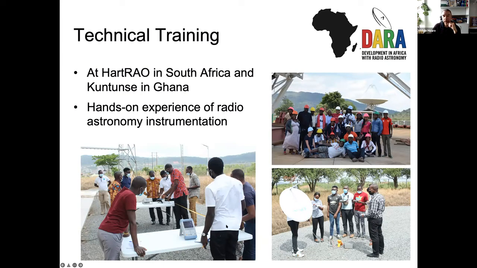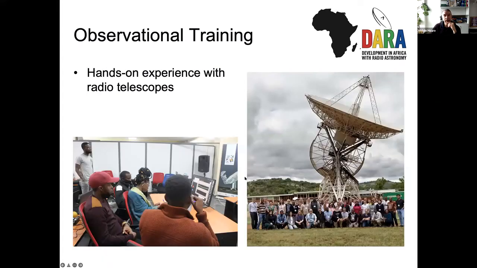DARA has been providing quite a lot of simple electronics equipment, so that people can get hands-on experience and learn for themselves how radio astronomy instrumentation works, really learning from the bottom up. At the same time, they were getting hands-on experience with the big telescopes, so the 26 meter at Hartebeesthoek. And here you can see on the left-hand side some of the students recently in Ghana, during observing sessions with the 32 meter telescope there. You can just about spot the methanol maser lines coming in. They're observing methanol masers in small groups and really getting to understand how the observational process worked.